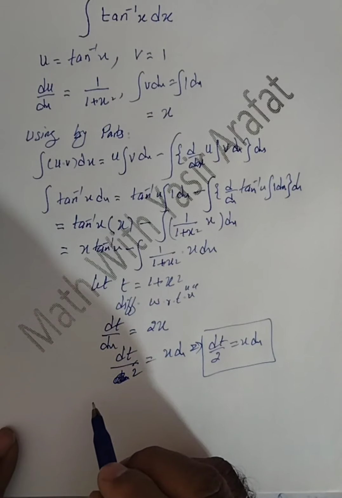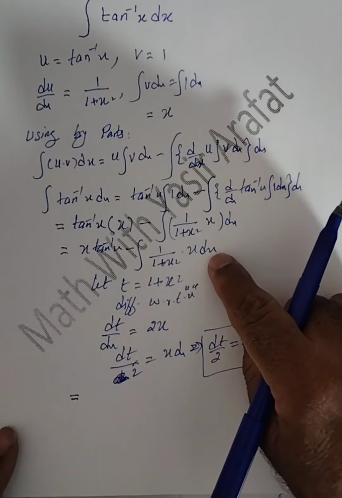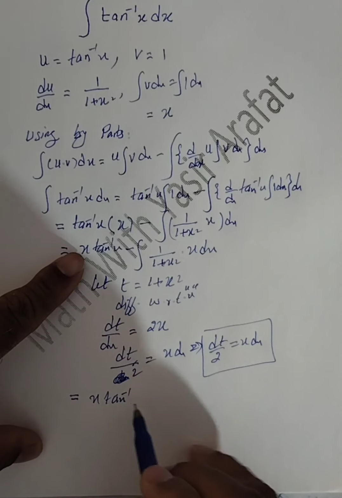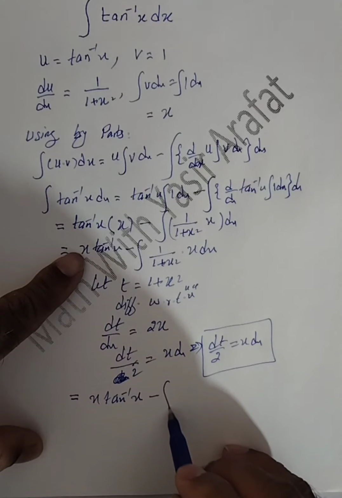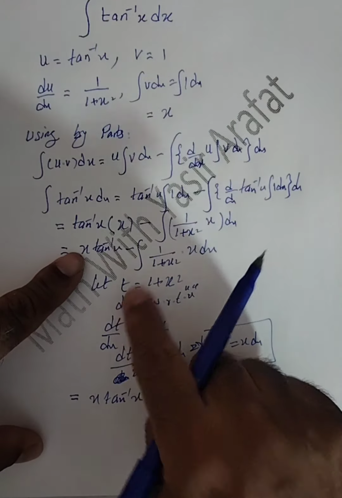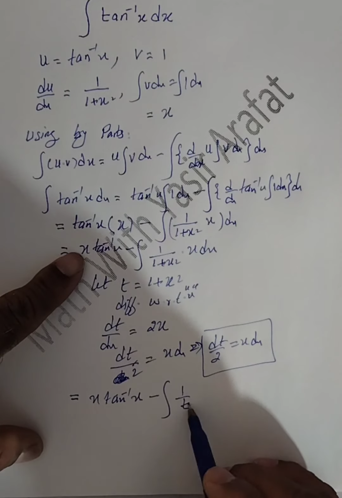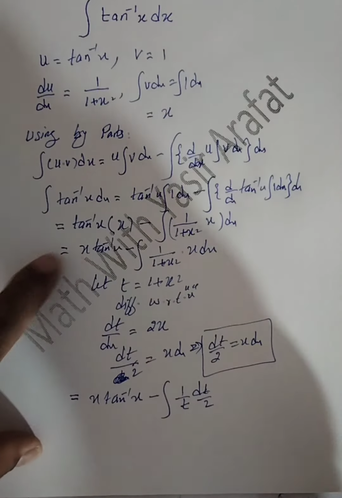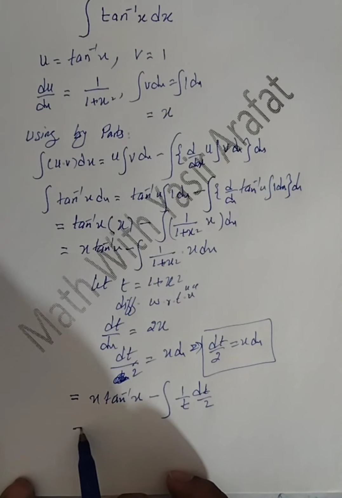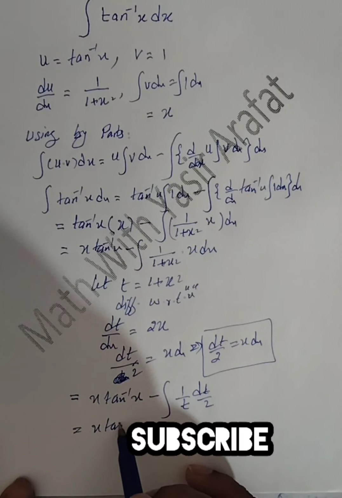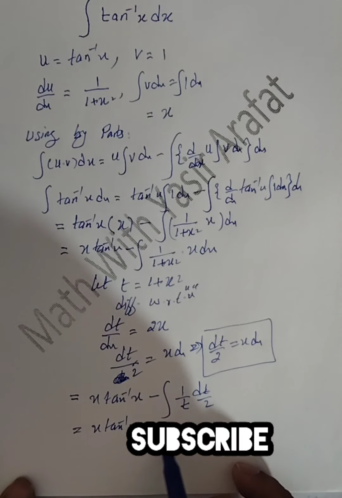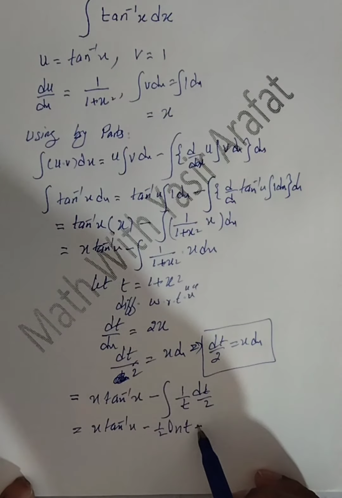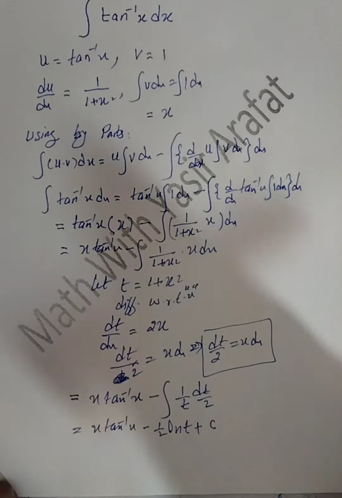Now come to this point here. This is x tangent inverse x, minus the main integration. 1 plus x square equals t, so this is 1 over 2, and x dx equals dt over 2. Now x tangent inverse x minus 1 upon 2 times the integration of 1 upon t, which is ln t plus c. C is the constant of integration.